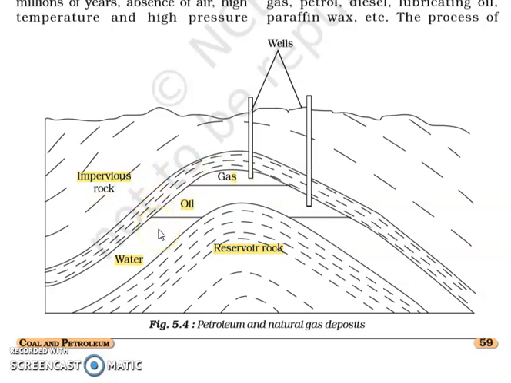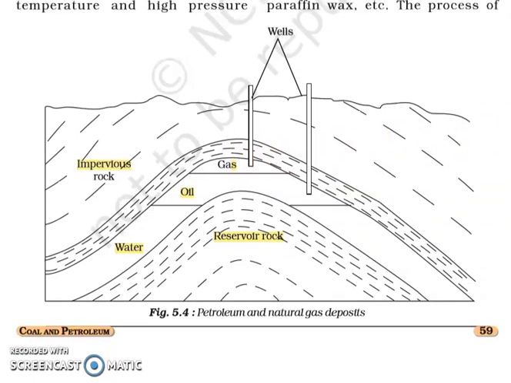Now why are they forming different layers? Because the densities of oil, water and gas are different. Oil is less dense than water, that is why it floats on top of the water. And gas is even less dense than the oil, so gas is present at the topmost layer. So water, oil and gas form three distinct layers depending upon their density, and they are found in between the reservoir rock.